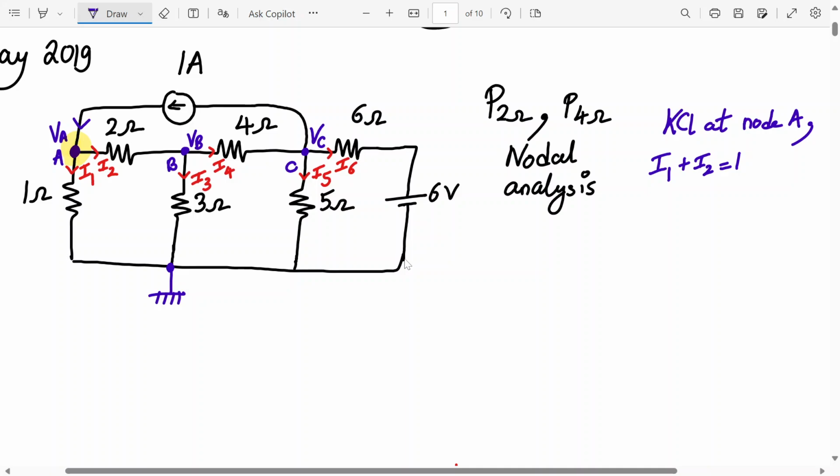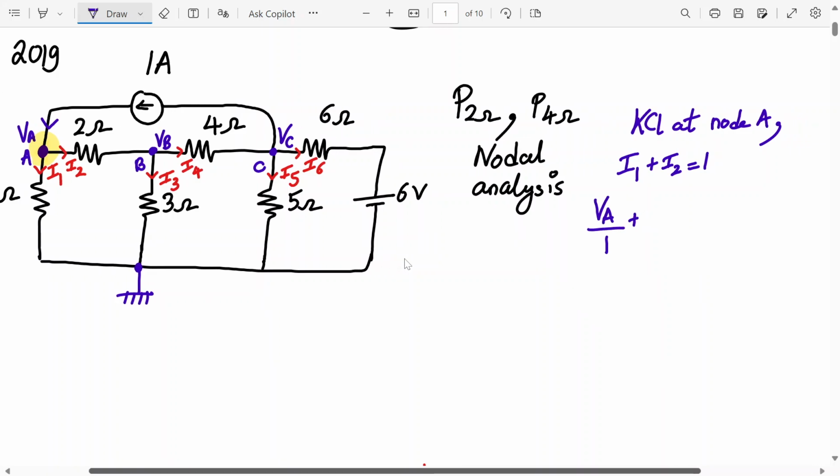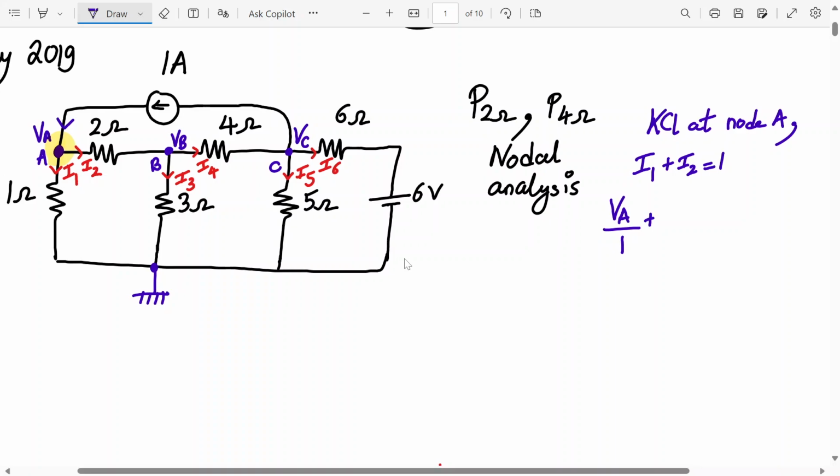Okay. Now, tell me what is I1. I1 is VA upon 1, correct? This you agree? I1 is VA minus 0 upon 1 actually, but VA upon 1. Then what is I2? VA minus VB upon 2. Here it is, I2. VA minus VB upon 2, correct? And that is equal to 1. Is this alright?